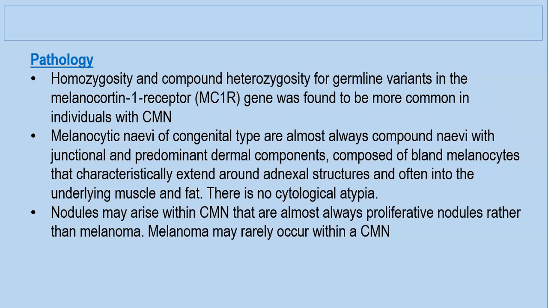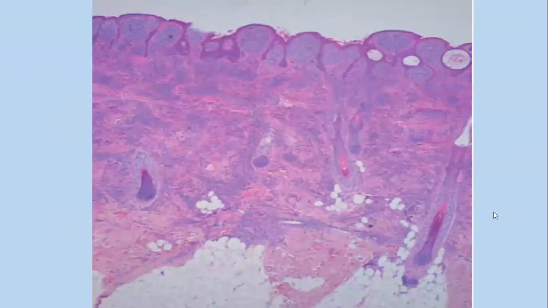Then melanocytic nevi of congenital type are almost always compound nevi with both junctional and dermal components and composed of bland melanocytes that characteristically extend around the adnexal structures and often infiltrate the hair follicles, the sweat glands, and the underlying muscle and fat. But there is no cytological atypia. Nodules may arise within CMN. These are almost always proliferative nodules rather than melanoma. Melanoma may rarely occur in a CMN lesion.